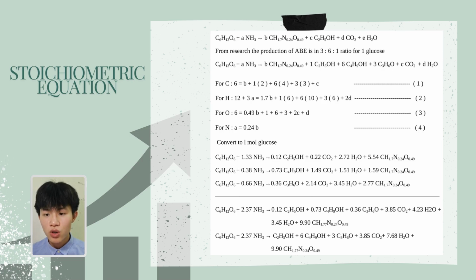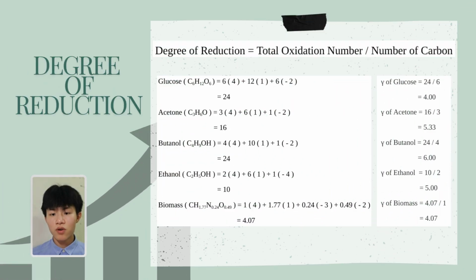After forming the equation, we need to make it into 4 equations, which is C, H, O, and N. And through simultaneous equation method, we can obtain the overall equation. For the calculation of the degree of reduction, we need to state the oxidation number of all components.